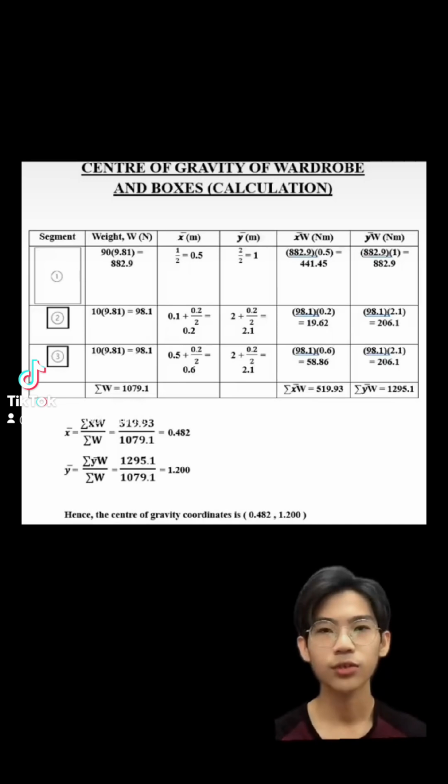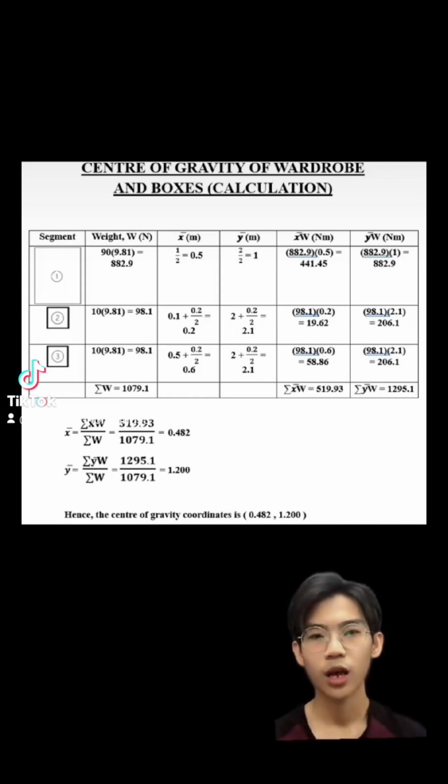And for the calculation of the center of gravity, firstly we need to find the weight of each segment, and then we need to find the coordinates of the centroid of each segment. After that, we apply these values into this formula, and we get that the center of gravity coordinates are 0.482 and 1.2, which is slightly towards the left from the centroid of the structure.